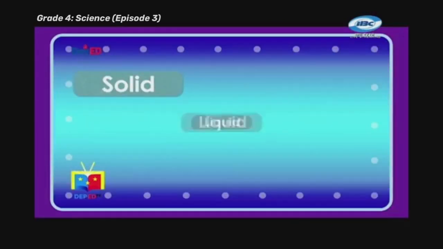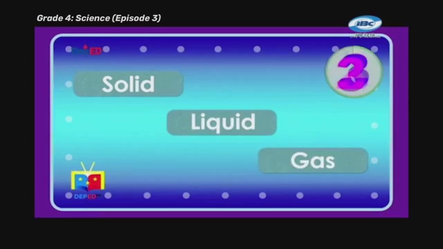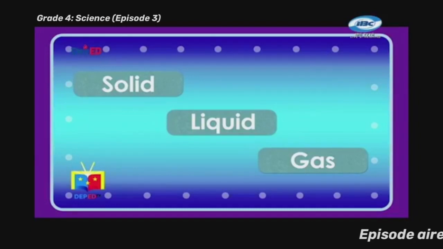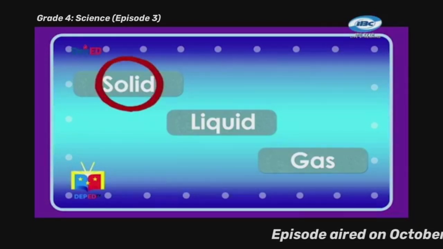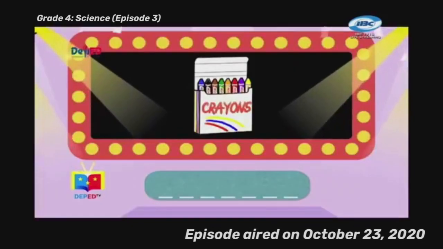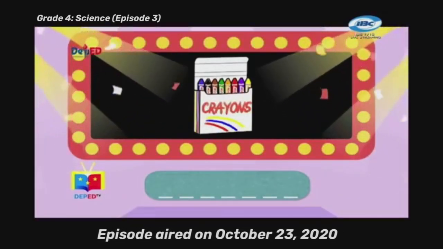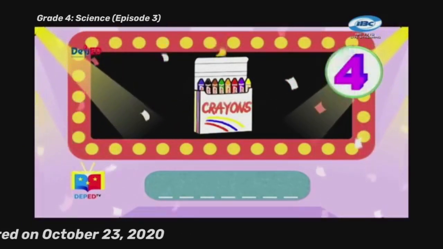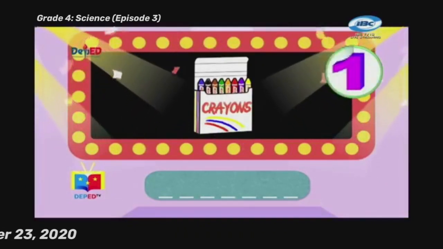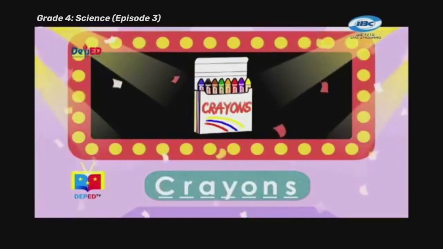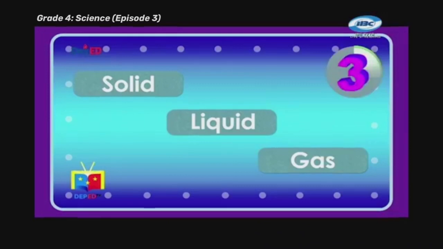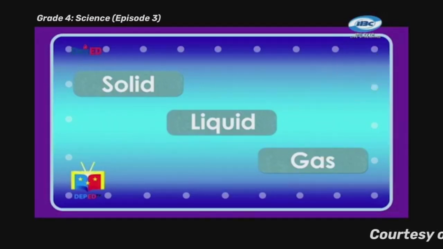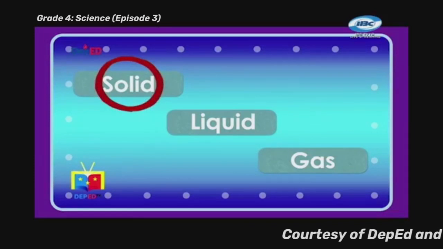The answer is cabinet. Is a cabinet solid, liquid, or gas? It is solid. What is this object? We use this in coloring our artwork. The answer is crayon. Is crayon solid, liquid, or gas? It is solid.